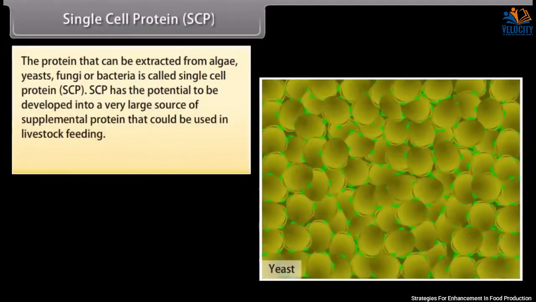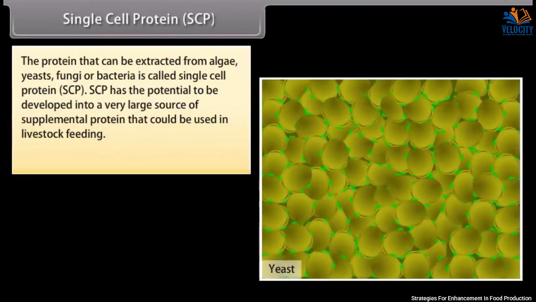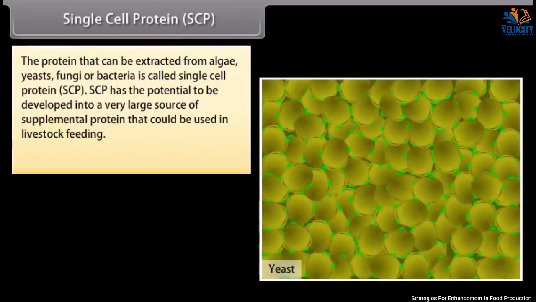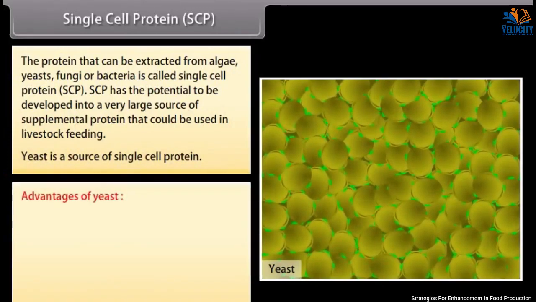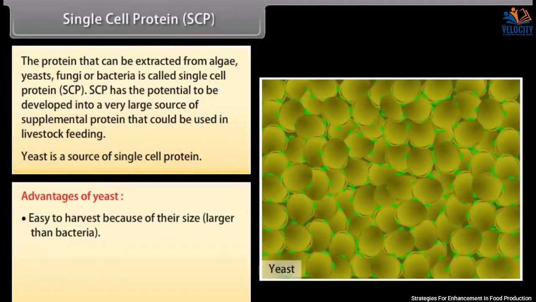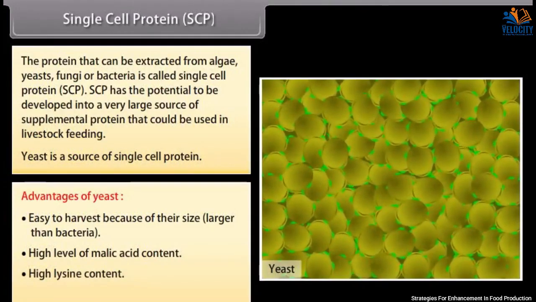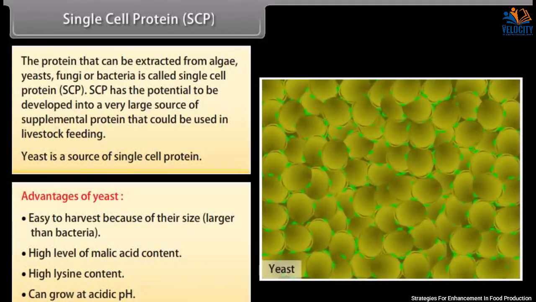Single-cell protein (SCP). The protein that can be extracted from algae, yeasts, fungi or bacteria is called single-cell protein (SCP). SCP has the potential to be developed into a very large source of supplemental protein that could be used in livestock feeding. Yeast is a source of single-cell protein. Advantages of yeast: easy to harvest because of their size, that is, larger than bacteria. High level of malic acid content. High lysine content. Can grow at acidic pH.